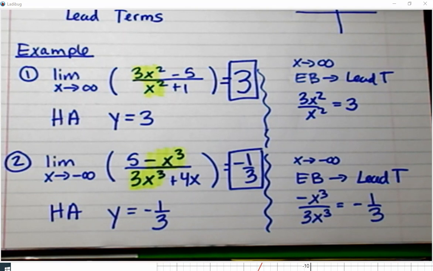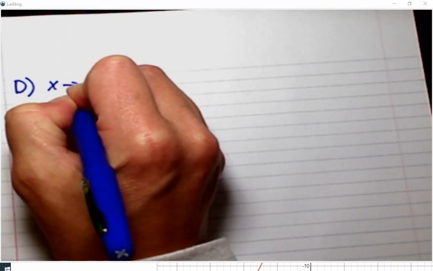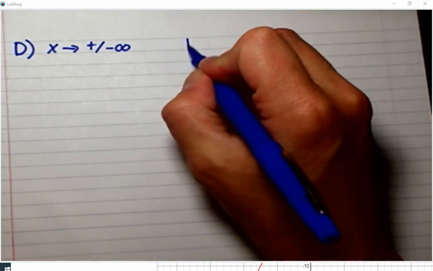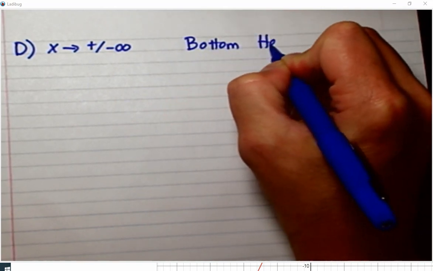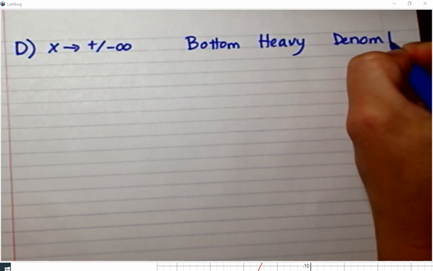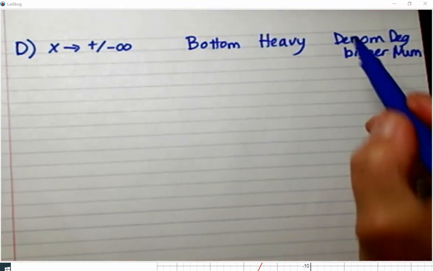Okay, we're going to do the last category before we do a little bit of practice, and then we'll be done. Okay. D. Okay, we are still looking at x going to positive or negative infinity. Remember, that is not x approaching a number like our last two sections. Positive or negative infinity. This time we're going to be in the bottom heavy category. Okay, that means that the denominator degree is bigger than the numerator degree.